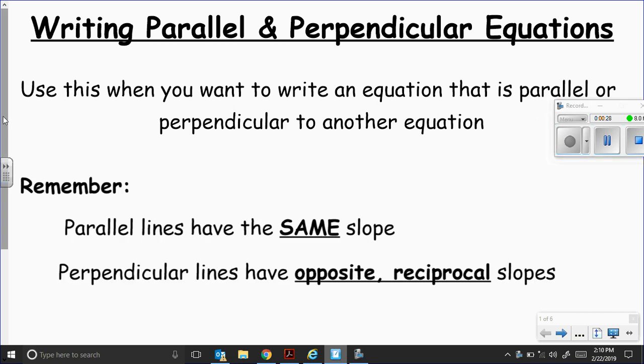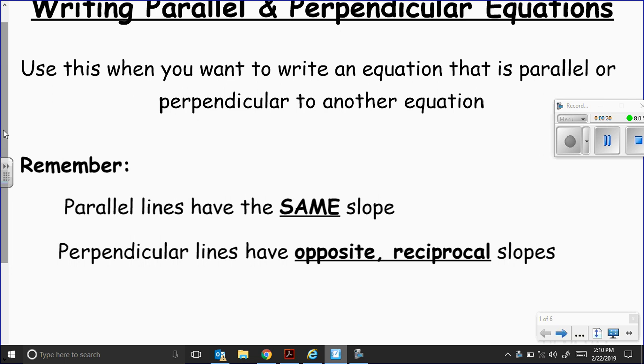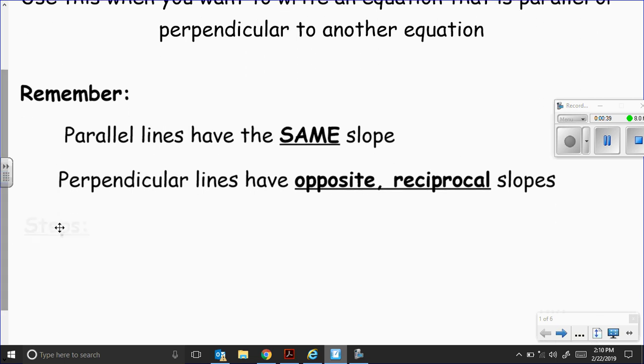So just remember, in order to do this, we need to know that parallel lines have the same slope and perpendicular lines have opposite reciprocal slopes. And so this is how you'll write an equation of a parallel or perpendicular line.